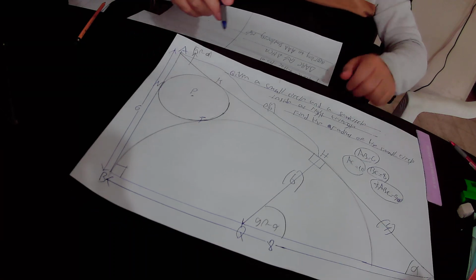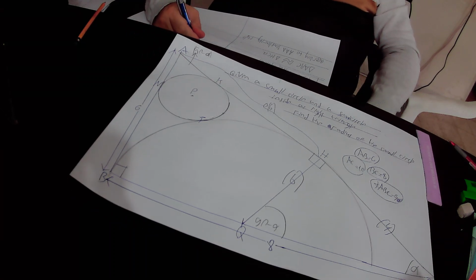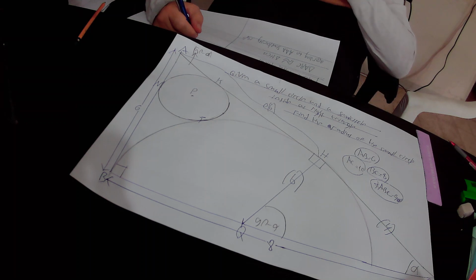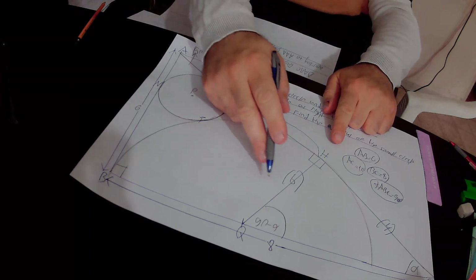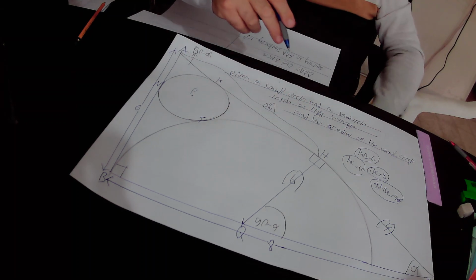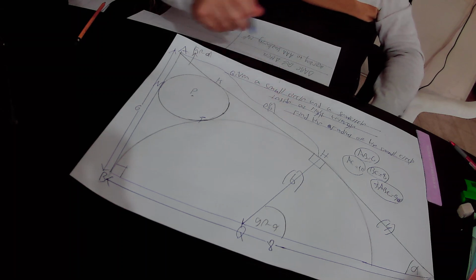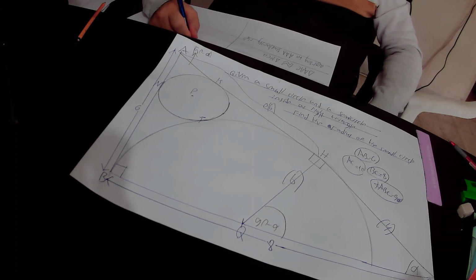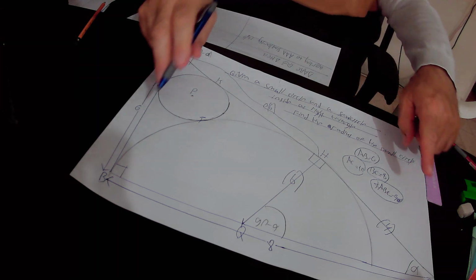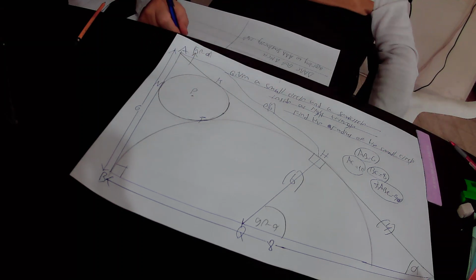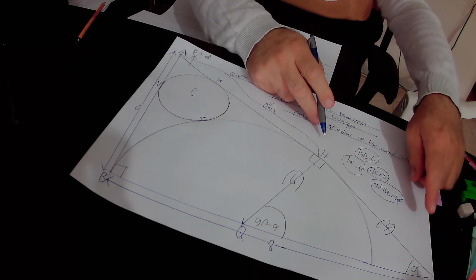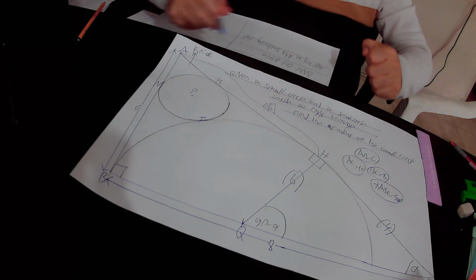AB is 6 over HQ. HQ is B, it is the radius of the big semicircle, and it is equal to BC. BC is 8 according to what is given in the question, over HC. We already found out that HC equals 4.